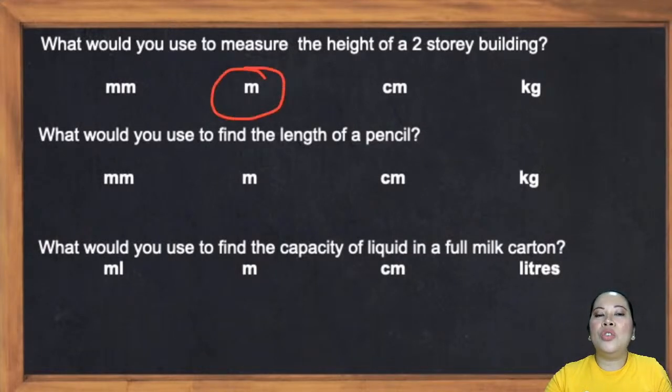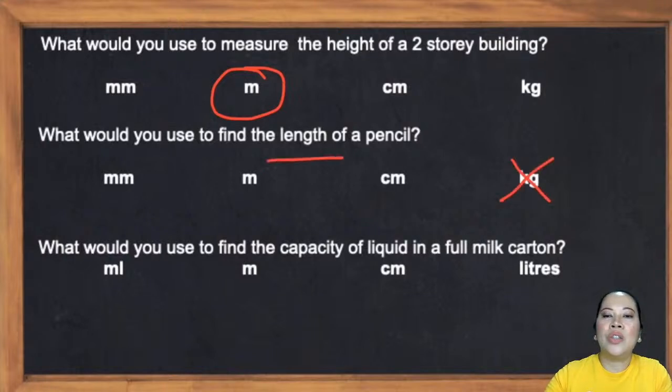Why can't you use millimeter? Of course, it will probably take 2 days or the whole day to measure if you have a millimeter measurement, right? And it's not logical. It's not logical to measure a building by millimeter or centimeter. So you use the measurement in meters. The next one, what would you use to find the length of a pencil? Of course, you won't use kilograms because you are asked for the length.